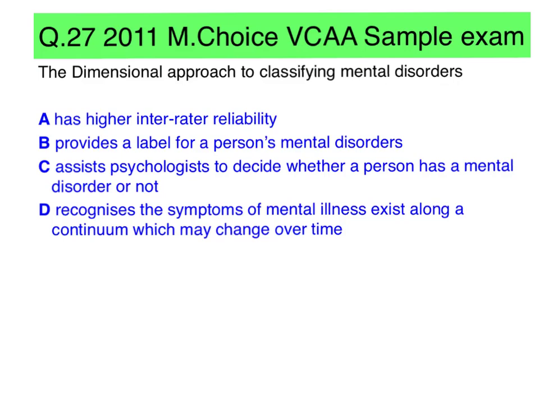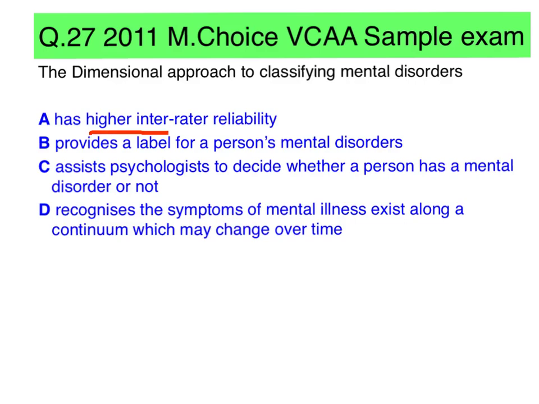So hopefully VCE students would have gone through all these questions in their revision program. I'm just putting a bit of final emphasis on some of the tricky parts of the course. So question 27 from last year's VCAA sample exam, multi-choice, the dimensional approach to classifying mental disorders.